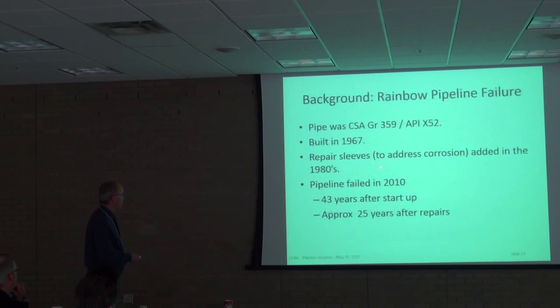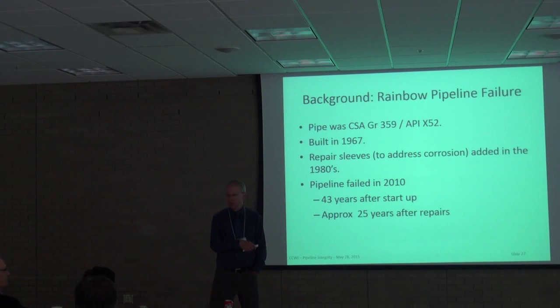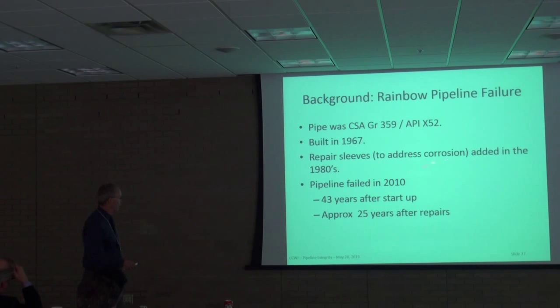So back to the Rainbow Pipeline. This pipeline was built in 1967. Right around the time that failure occurred, they were doing exactly the same thing in the 1980s. Some of this was probably done prior to that failure occurring or before it became an industry knowledge problem. But they were welding on exactly the same kind of repair sleeves, using exactly the same kind of procedure. So when the line failed in 2010, it was 43 years after startup and 25 years after the actual repairs occurred. So how did that happen?